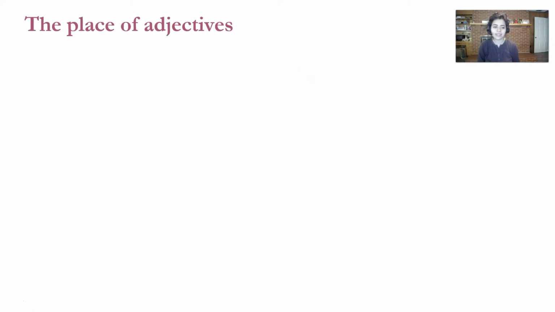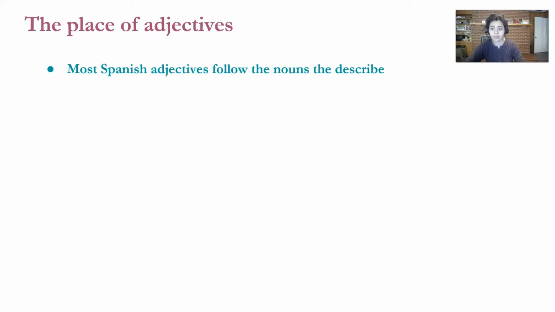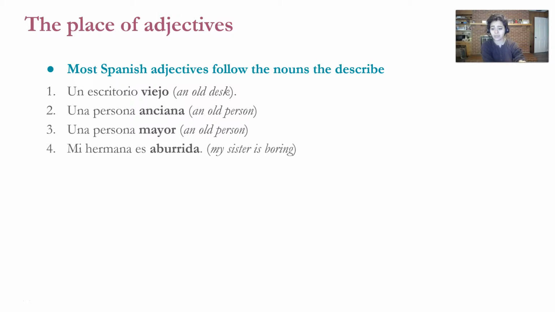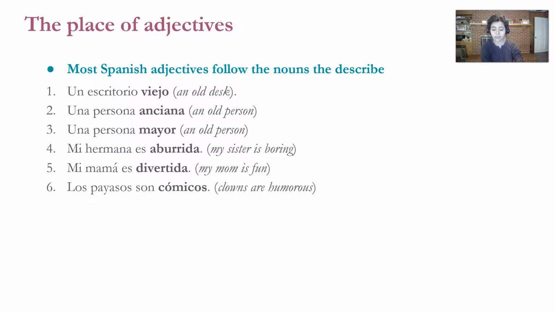Okay, we're going to go to the last section of this video, the place of adjectives. So most Spanish adjectives follow the nouns they describe. Un escritorio viejo, una persona anciana, una persona mayor, mi hermana es aburrida, mi mamá es divertida, los payasos son cómicos, mi gato es arrogante. So as you can see, this is different from English, because in English you put the adjective in front of the noun, but in Spanish, usually the adjectives follow the nouns they describe.